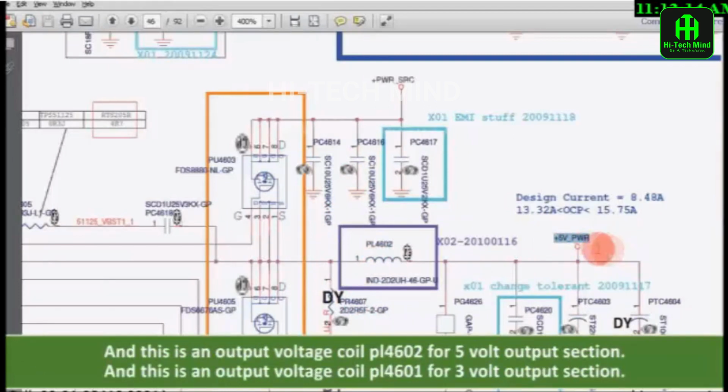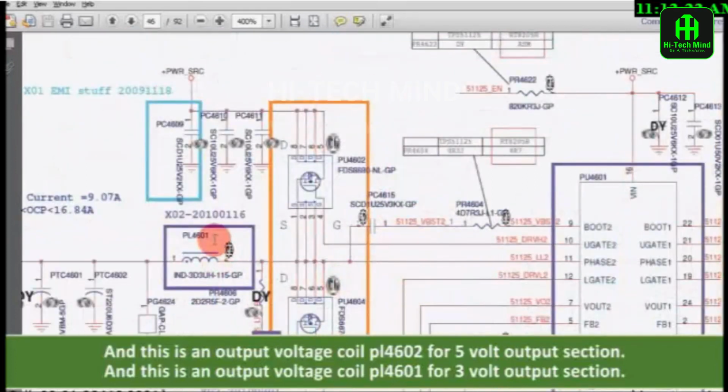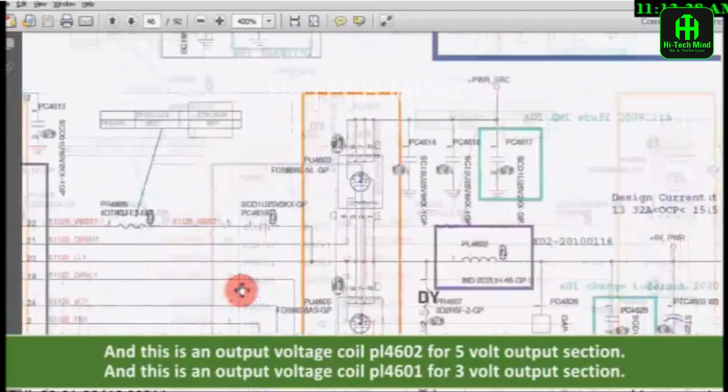And this is an output voltage coil PL4602 for the 5 volt output section. And this is an output voltage coil PL4601 for the 3 volt output section.